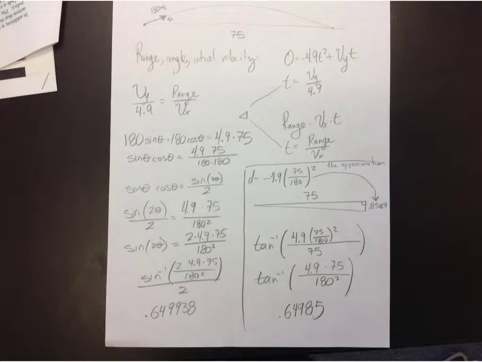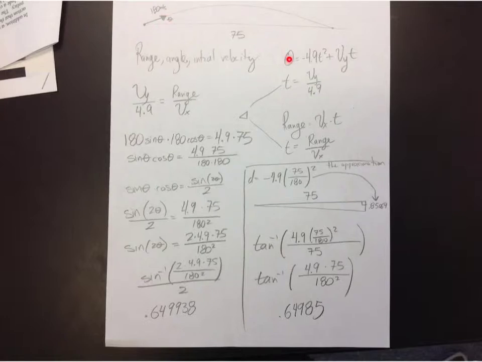So here's the solution to 26b. We have the situation where the projectile is fired at some angle. It has its speed of 180 meters per second and it needs to go a distance of 75 meters, and we need to find the angle.